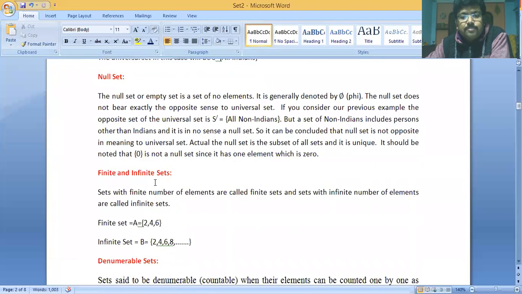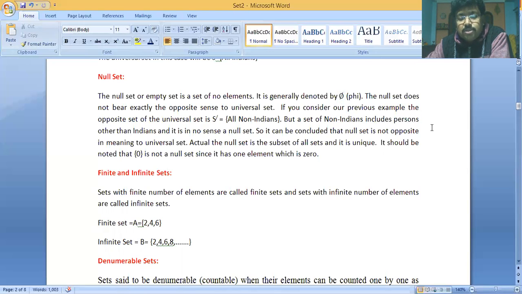Now the null set. What is the null set? The null set, or the empty set. Null means empty. It is a set of no elements. Must remember, there are no elements. It is generally denoted by phi, by this symbol. The null set does not bear exactly the opposite sense to the universal set.